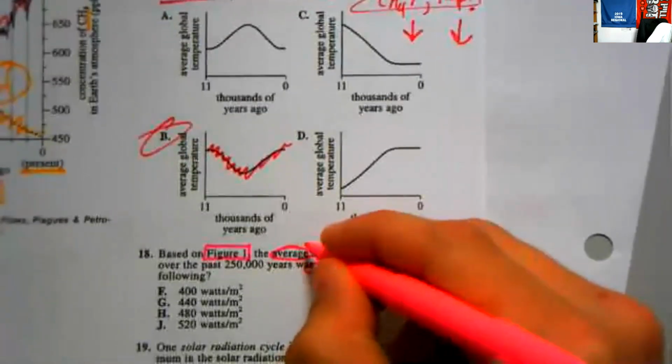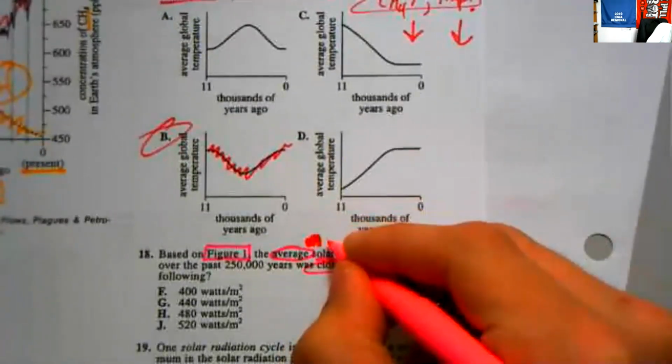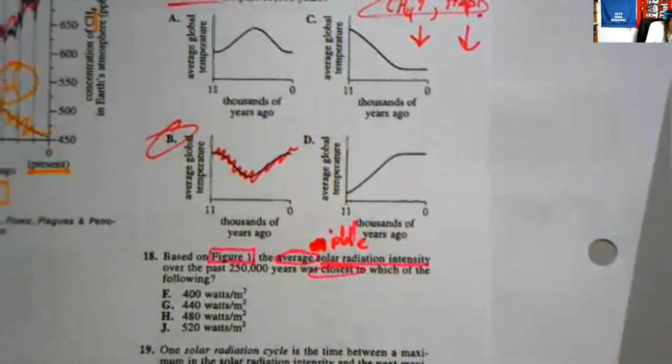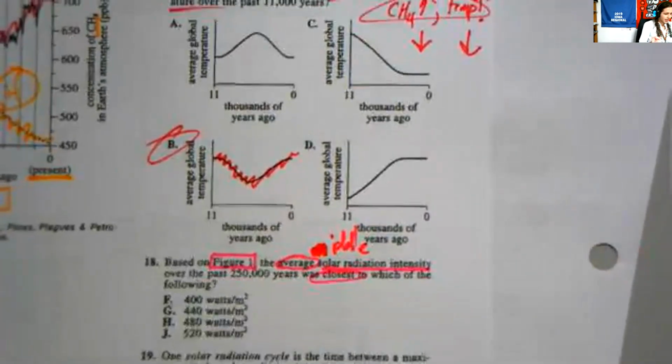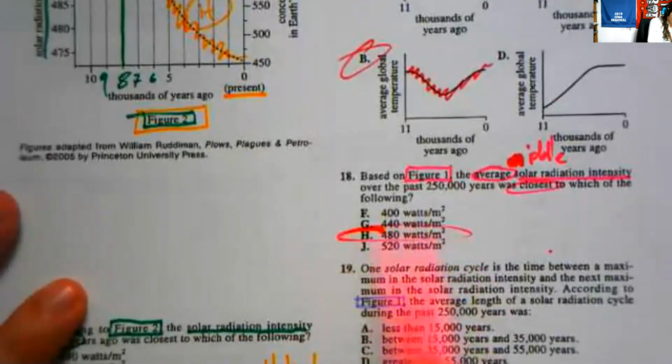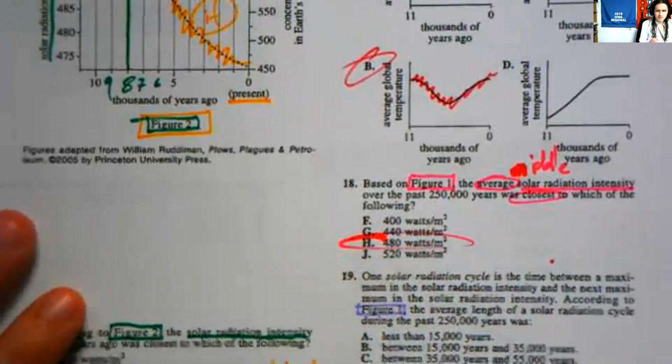Average, remember, is kind of the middle number. So, cool. H, 480. I might have broken my pen.